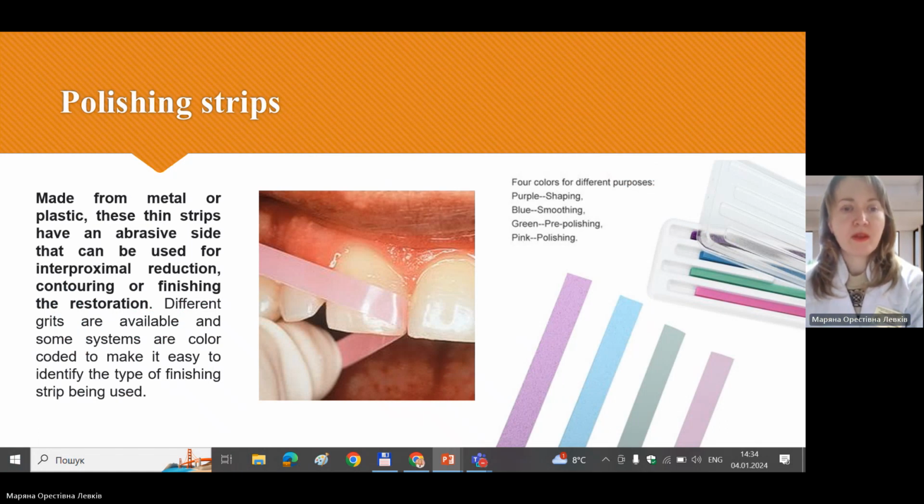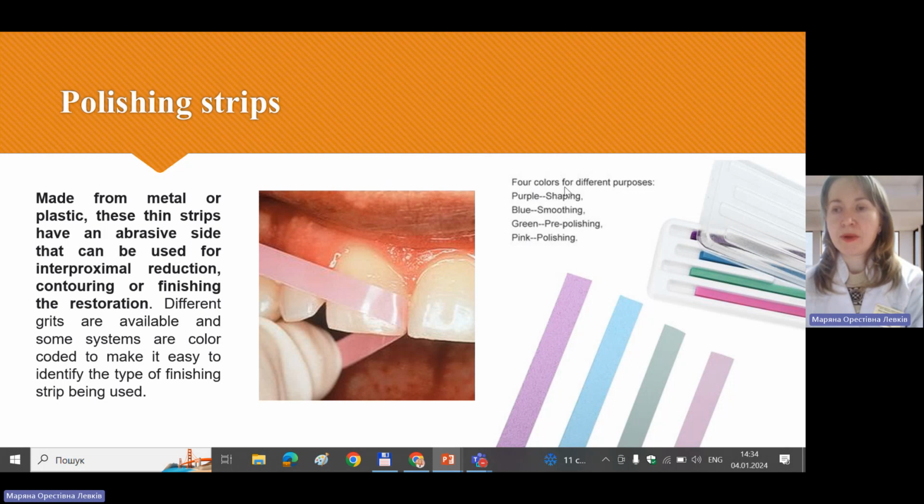Polishing strips. They are made from metal or plastic. These thin strips have an abrasive side that can be used for interproximal reduction, contouring, or finishing the restoration. Different grits are available and some systems are color-coded to make it easy to identify the type of finishing strip being used. And you can see how it is done in practice. Insertion of the strip between the teeth and polishing the interdental space of the proximal restoration.